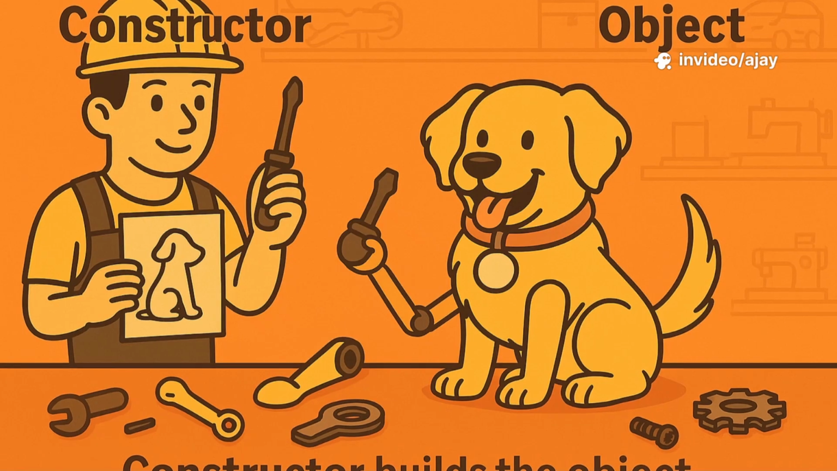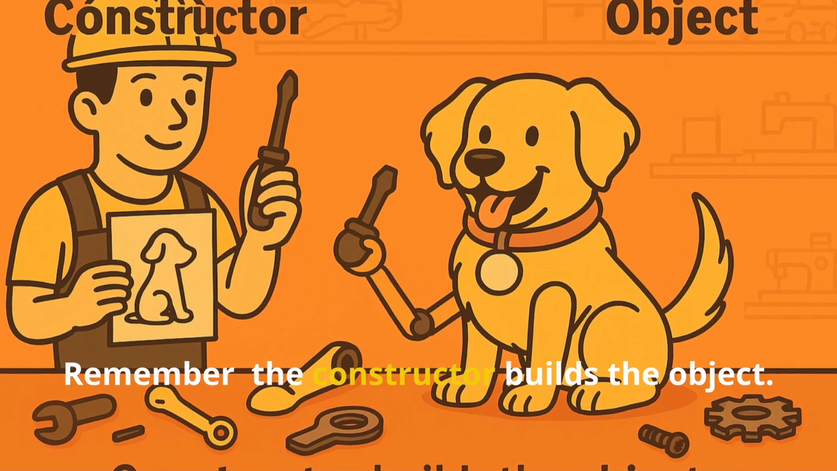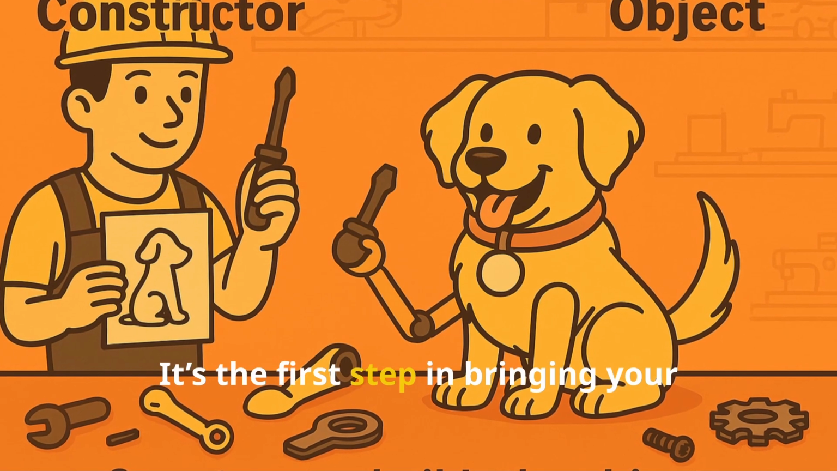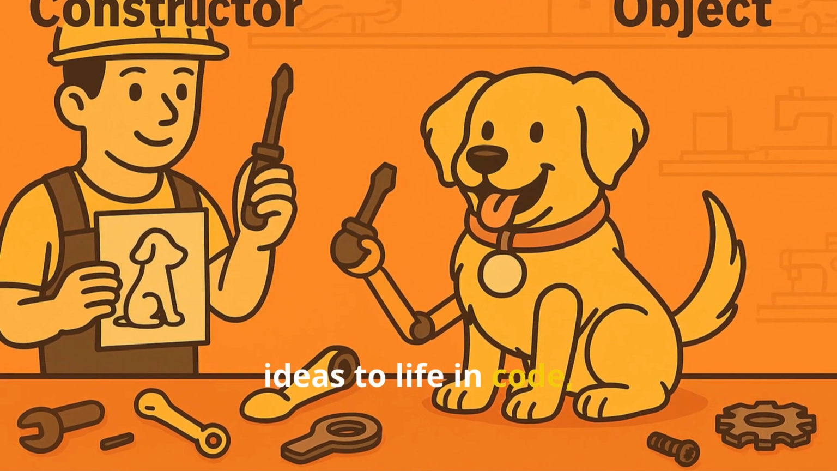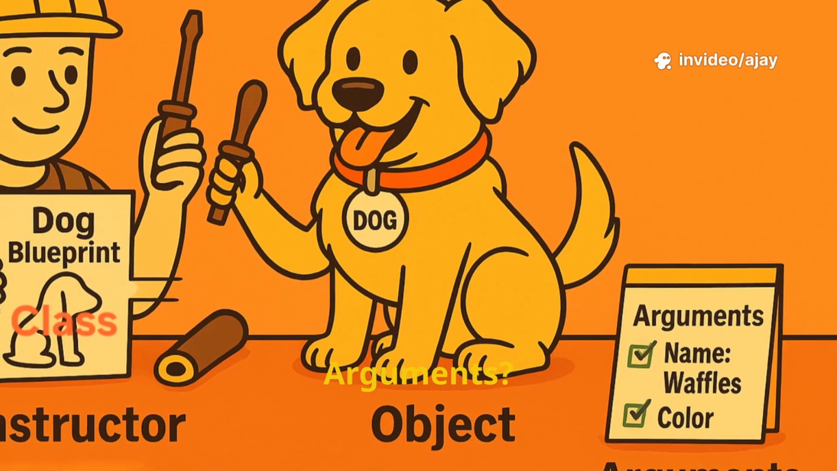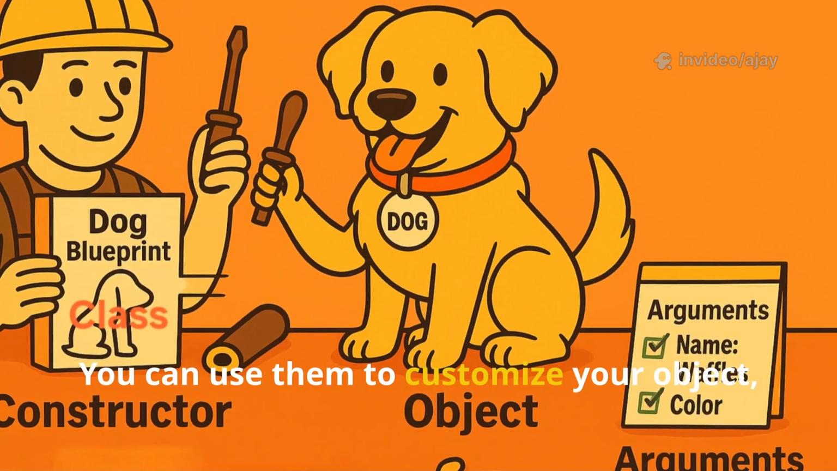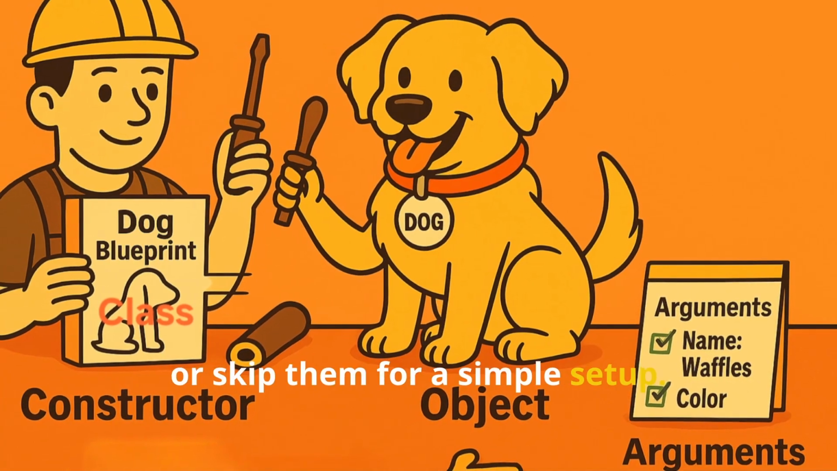Let's recap. Remember, the constructor builds the object. It's the first step in bringing your ideas to life in code, just like building a model or assembling something from scratch. Arguments? Those are optional instructions. You can use them to customize your object or skip them for a simple setup. It's all about what you need at the moment.